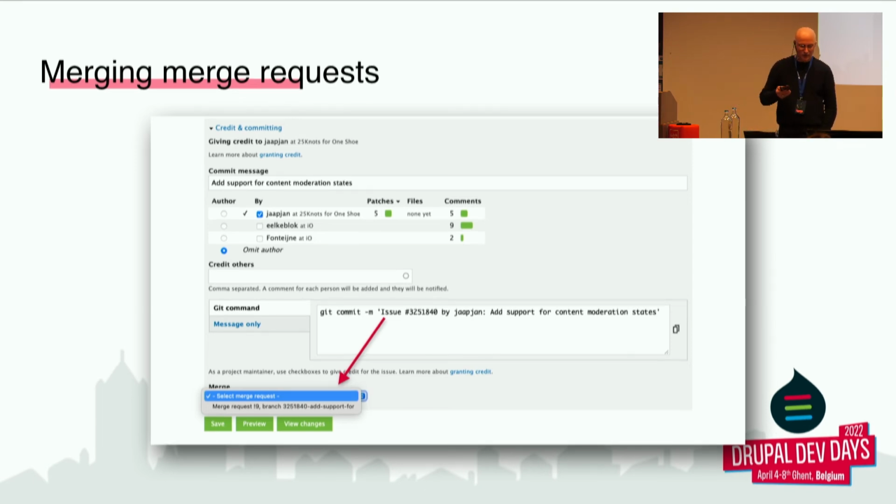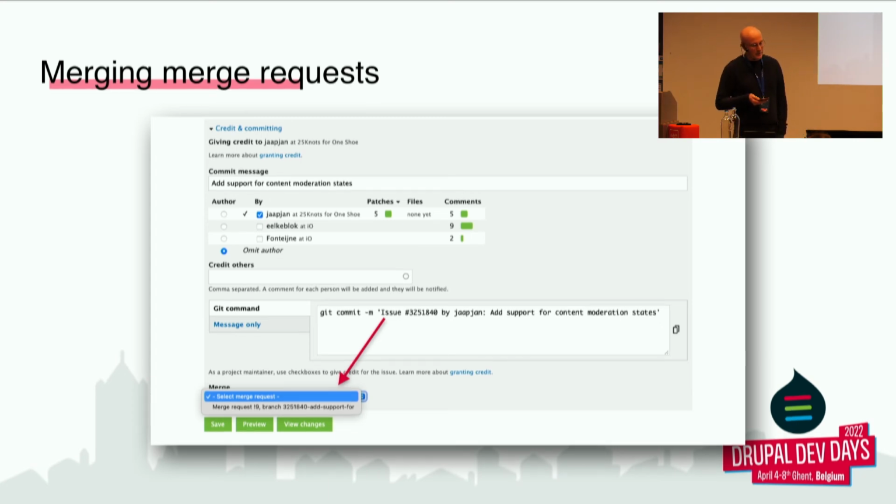Right, and then if everybody is happy and the issue is RTBC, maintainers, please merge from Drupal.org itself using this interface. What you get by that is all the changes for the merge request will actually be squashed into a single commit. And you get the proper commit message for free, basically.